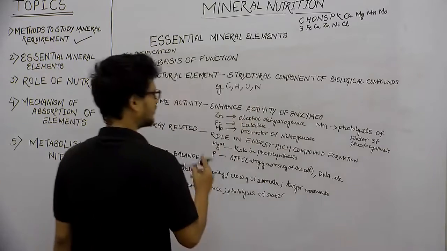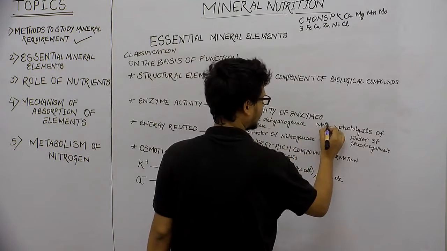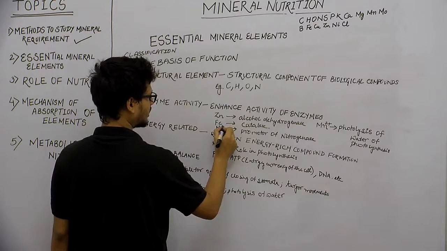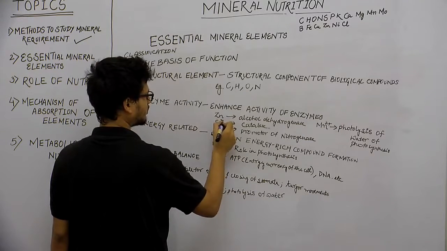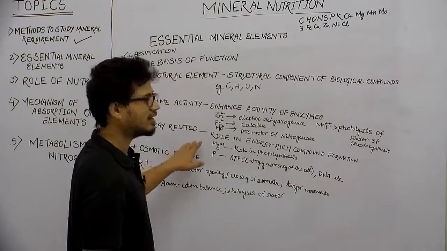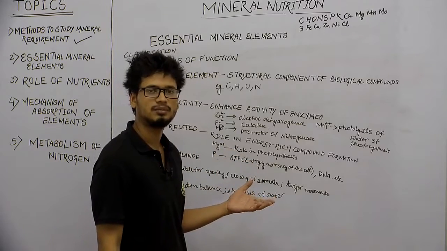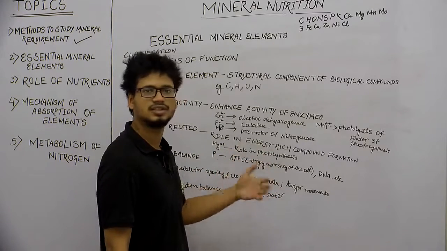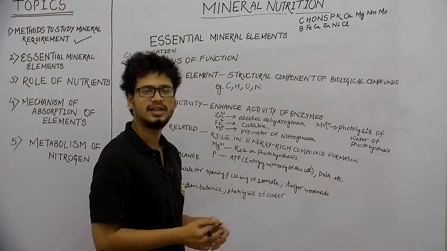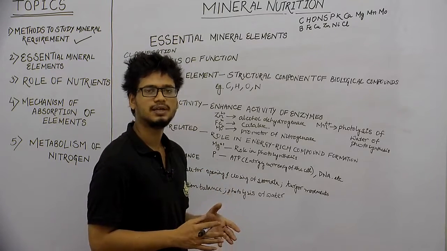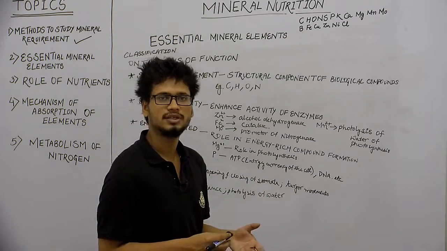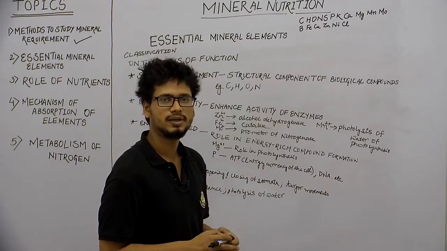I can just mention Mn2+, Mo, Fe3+, Zn2+. And energy related compounds are important because they form the energy rich compounds. And osmotic balance is important for maintaining the osmotic balance between the plant and the outside, between the cells and the interstitial fluid, etc.